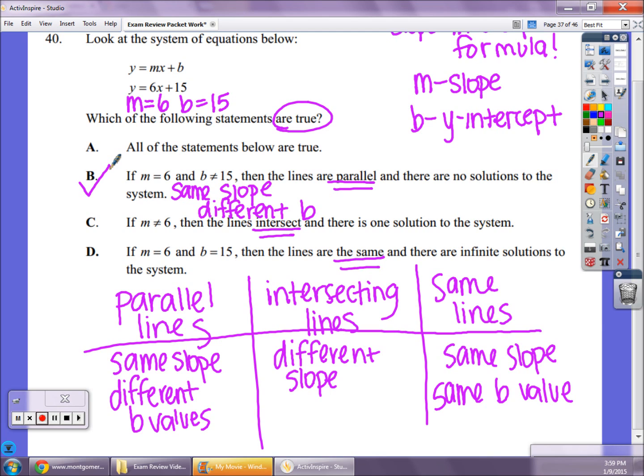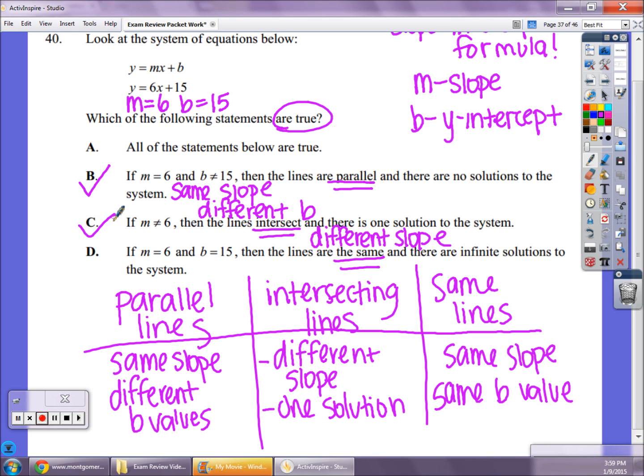Option C, if m does not equal 6, so that means we have a different slope, then the lines intersect and there is one solution. I'm actually going to add that intersecting lines have one solution. Let's make a note of that. And so that is also going to be true. That means that they intersect at a point, and that point is the solution.